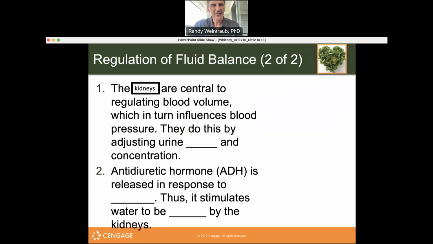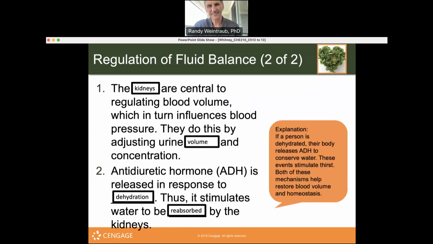So the kidneys are the central regulating organ of blood volume. And they do this by adjusting urine volume and concentration. ADH is released in response to dehydration. It stimulates water to be reabsorbed in the kidneys. So that's the hormones involved and the explanation. This all happens to maintain homeostasis.